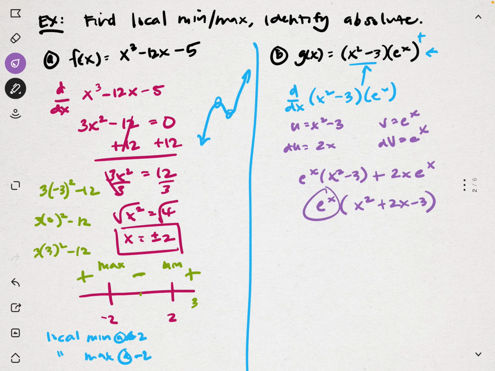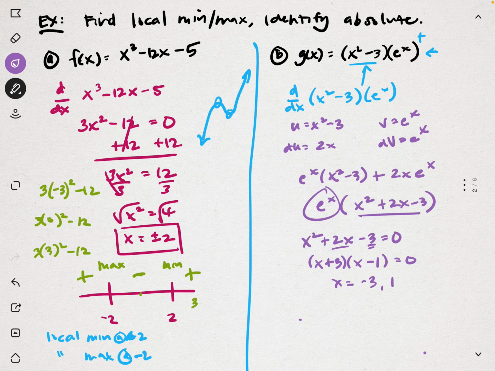Okay, so again, we said e to the x is always positive. We're not going to worry about that. We're worried about this side, this thing in here. So we're trying to figure out when this is equal to 0. So if we factor this, we're looking for what multiplies to get -3, adds to get +2. That would be +3, -1. So x equals -3 and 1.